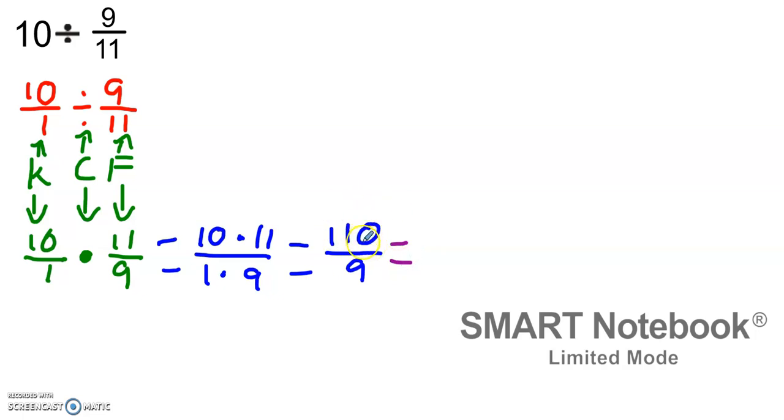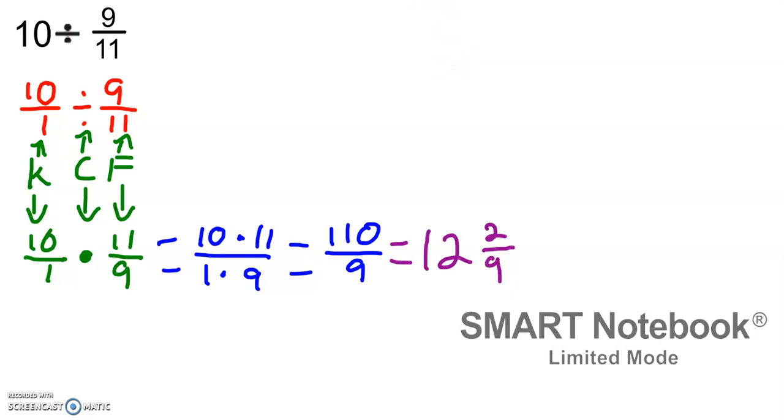I notice my numerator is larger than my denominator, so I personally like to pull out my whole numbers. And after I multiply, I realize that 9 times 12 gives me 108. So I know that there's 12 whole numbers, and 12 times 9 is 108. So I pulled 108 pieces out of here, so I'm left with 2. So I have 2 as my numerator, and then 9 stays as my denominator.